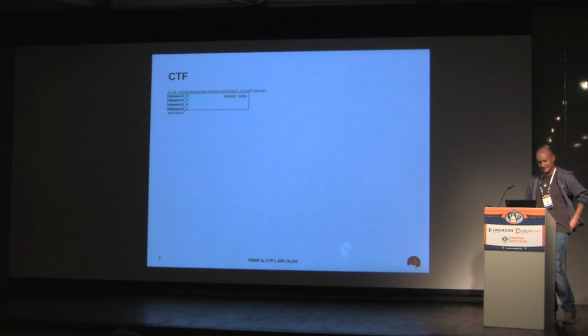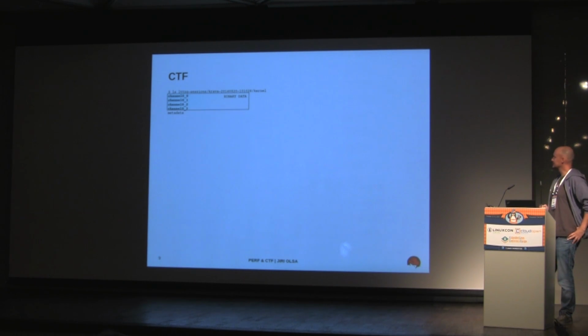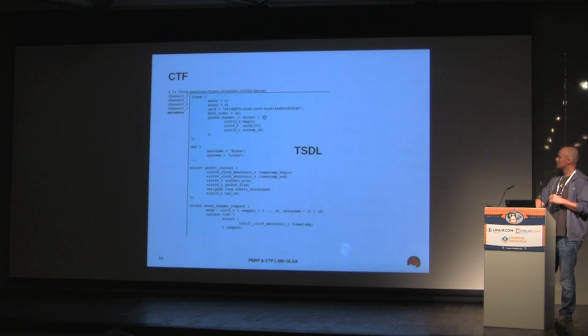So what does the CTF format look like? When you get the CTF data, you will actually get a directory. The directory contains multiple binary data files and one text file. The idea is that the text file, which is called metadata, describes how the binary files look.